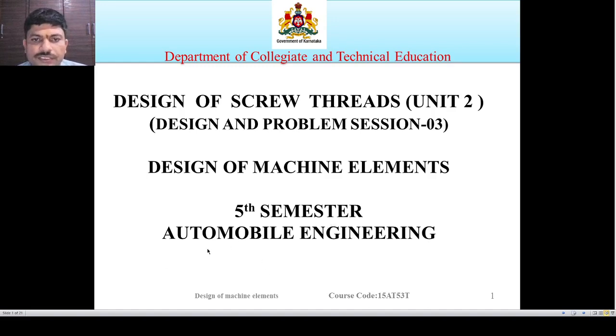So in this session, we are going to discuss some of the design methods and which types of stresses are involved in the designing of the screw threads. So let us begin with the session.